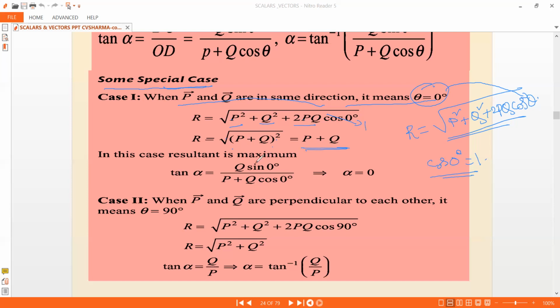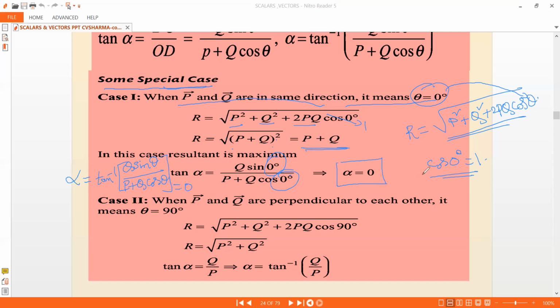So in this case, the resultant will be maximum. Why? Because alpha is 0. Alpha becomes 0 because of q sine theta. What is the angle of the resultant? Alpha is nothing but tan inverse of q sine theta divided by p plus q cos theta. I just told you this in the previous video, you might have gone through it. Using this formula, substitute theta equal to 0, and you get alpha equal to 0.